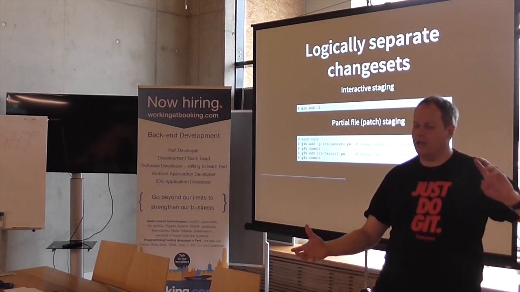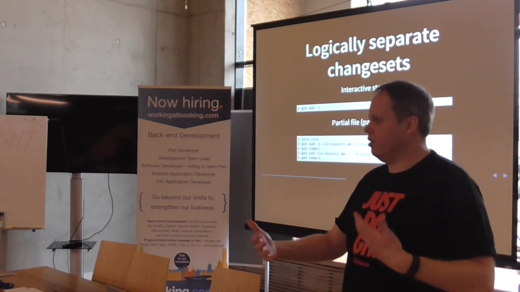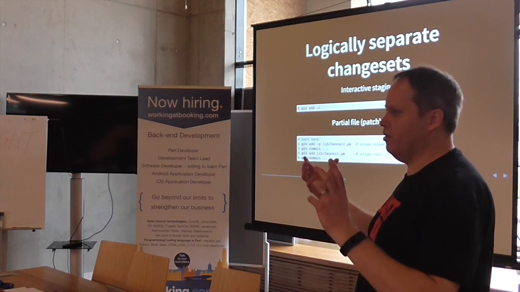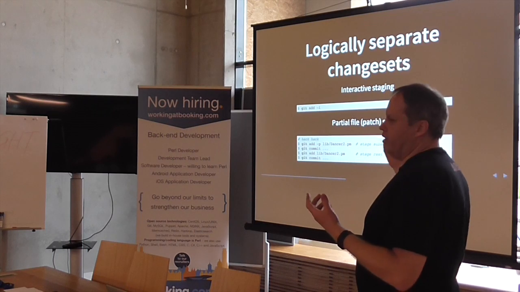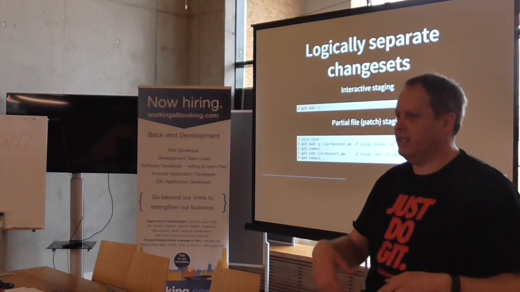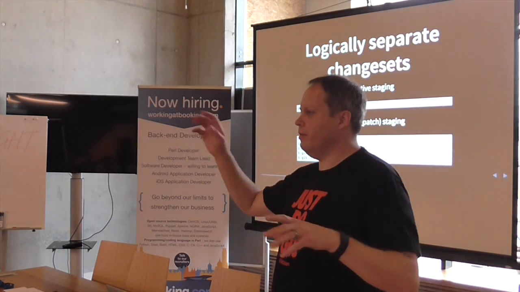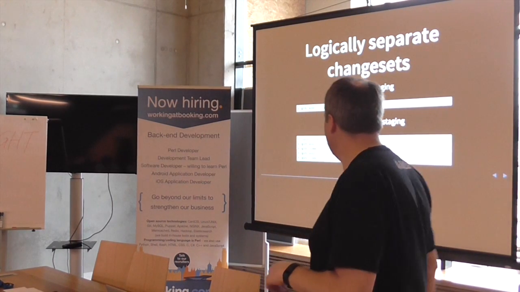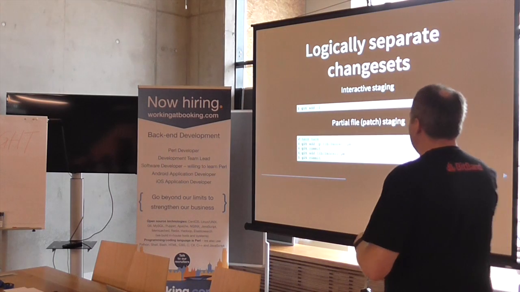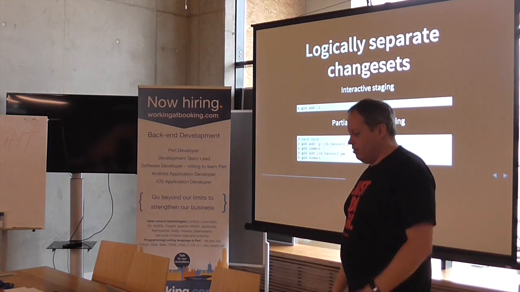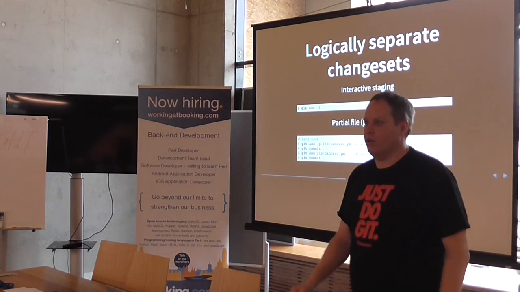It also helps if you can logically separate your changesets, logically separate your commits into logical chunks. I don't use git add -i very often. It's an interactive add. It gives you a list of all the files that have changed and you can add them interactively to the stage before you commit them. I do use the partial file staging, or patching, a lot.